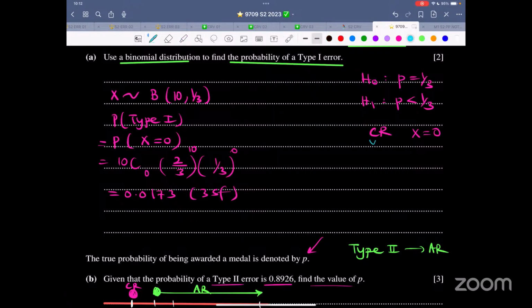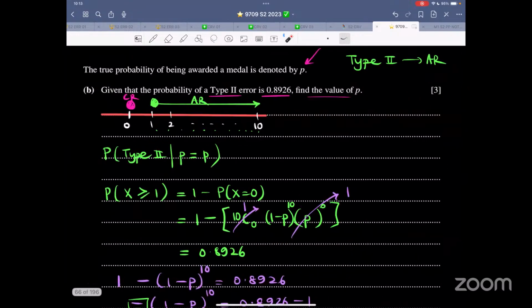Let me highlight it over here. This is the most important part. Whenever we are dealing with type 1 and type 2 errors, the critical region is of utmost importance. X follows a binomial distribution, and the probability of type 1 error is the probability of the critical region. That is also the true significance level. The other significance level is for comparison purposes.